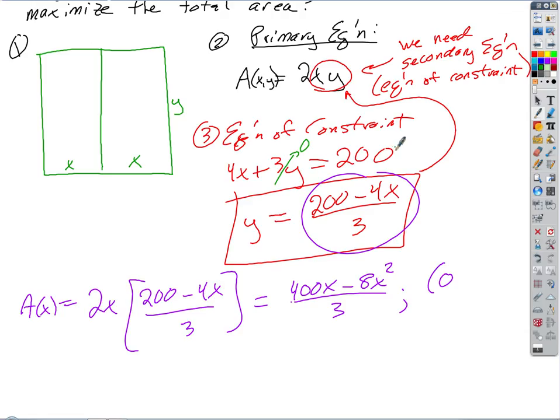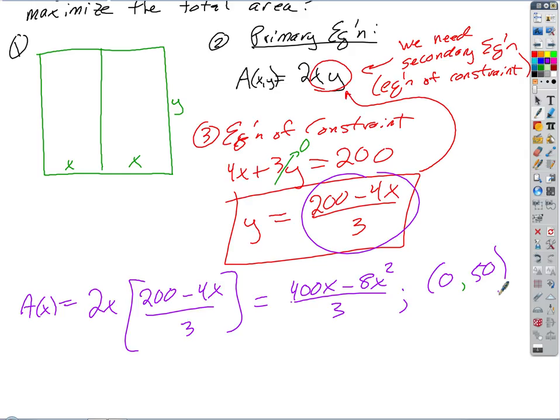But look at this too. We have 200. I mean, that might be kind of a dumb thing to do, because if we let x be 50, then y would go to 0, and what's going to happen to my area? It goes to 0, so that's not a very good idea. We're trying to maximize area, right? Does that make sense? So our domain is going to be 0 to 50. I don't get how you figured that out.